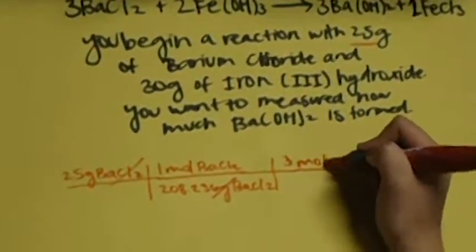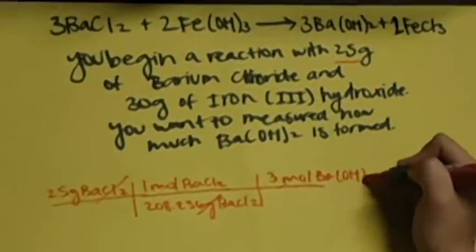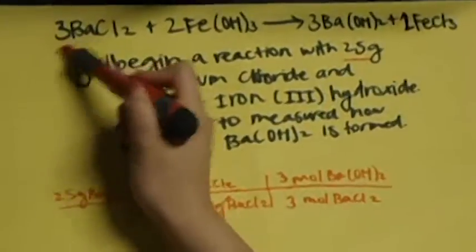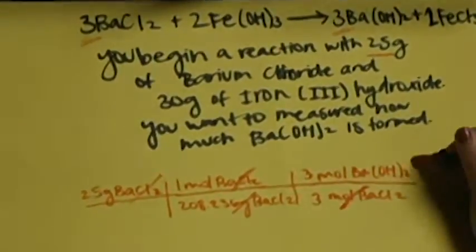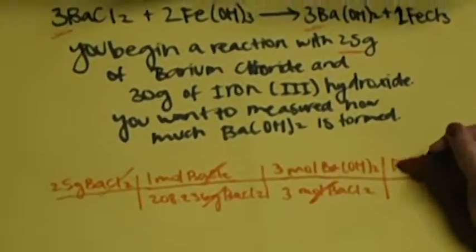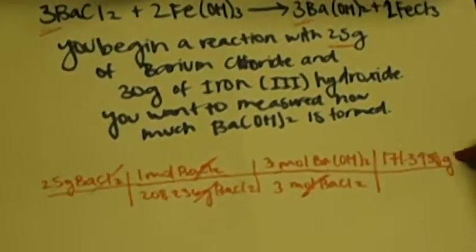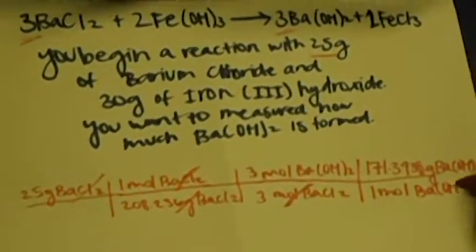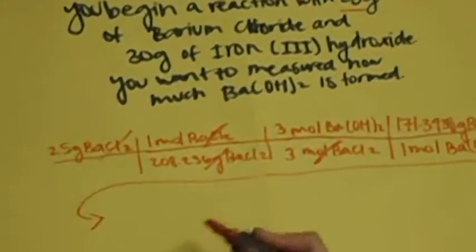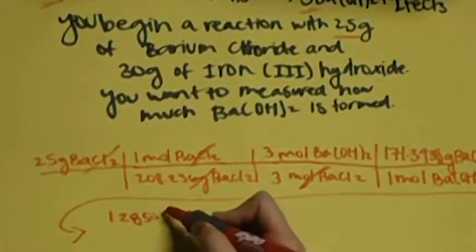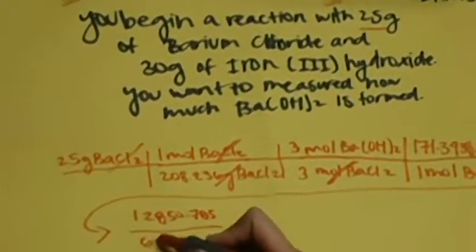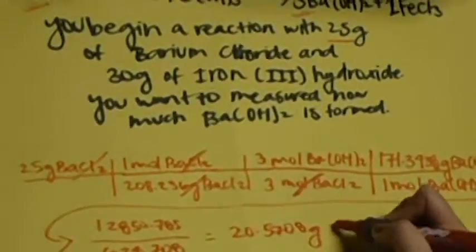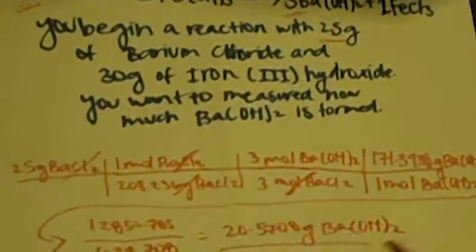To get the molar ratio, we look at the coefficients in our balanced equation. From barium chloride to barium hydroxide, the ratio is 3:3. Now we need to use the molar mass of barium hydroxide to find our final conversion factor. The total molar mass is 171.3438 grams per mole of barium hydroxide. Now that we have our equation set up, we simply have to do our math and figure out how many grams of barium hydroxide we can expect to get from 25 grams of barium chloride.